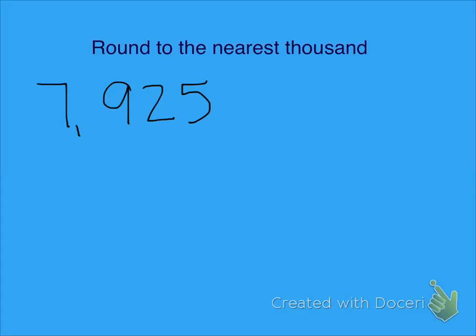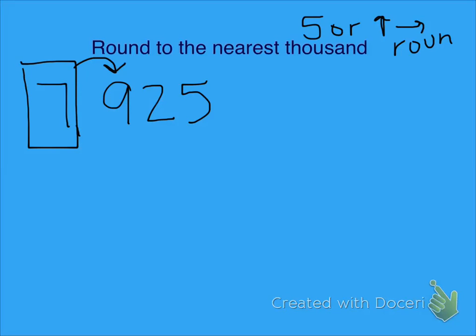The first thing that we need to do is figure out which number is in the thousands place. So the 7 is in the thousands place, so I'm going to put a box around it. Then you want to look at the digit to the right of the place where you're rounding. So in this case, you're going to look in the hundreds place. If that number to the right is a 5 or higher, you're going to round up. So 9 is a 5 or higher, so we're going to round up. What that means is we need to go up to the next 1,000. So if we round 7,925 up, it's going to go to 8,000.